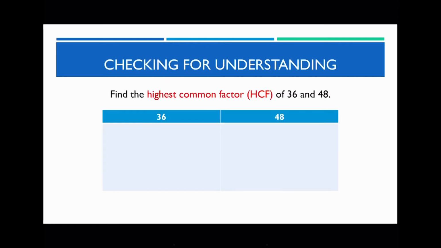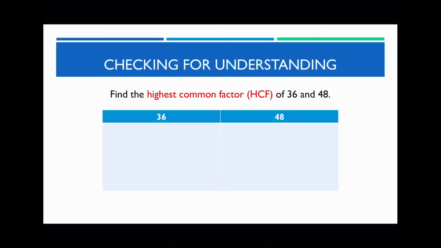Alright, so what I'd like you to do right now is please pause the video so you can answer the following question inside your exercise book. Spend about 2 minutes or so answering this question, and after 2 minutes, then please play the video so you can compare whether your answer is the same as mine. So the question reads, find the highest common factor of 36 and 48.